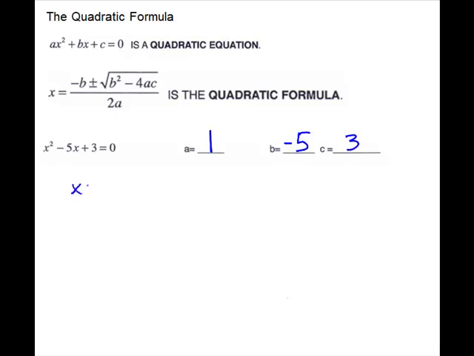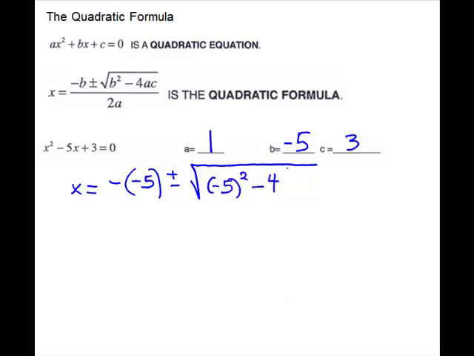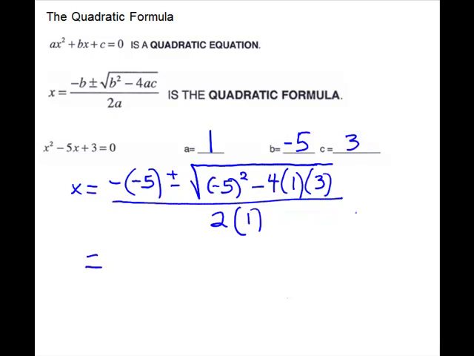So x equals negative b, so negative of negative 5, the opposite of negative 5, plus or minus the square root of negative 5 squared minus 4 times a, which is 1, times c, which is 3, all over 2 times 1. See, there's lots of places you could make a little mistake in there, so be careful.